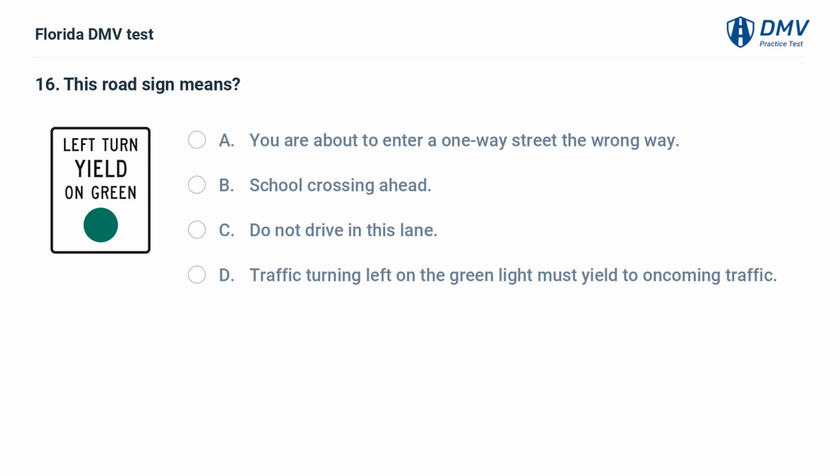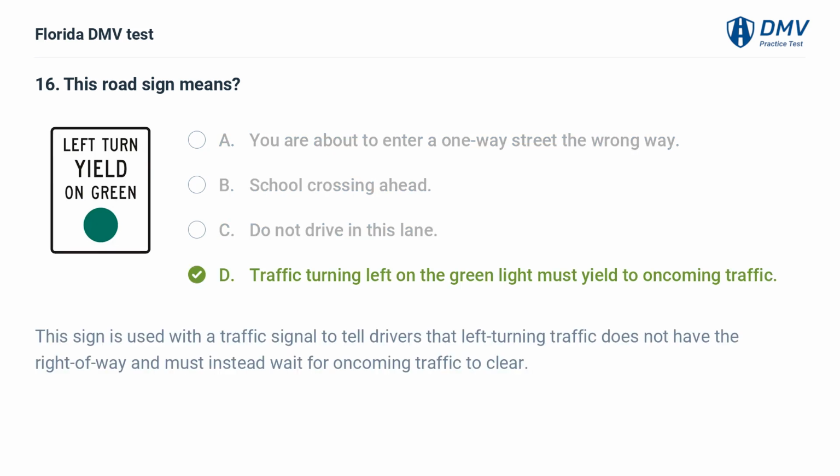This road sign means A. you are about to enter a one-way street the wrong way. B. School crossing ahead. C. Do not drive in this lane. D. Traffic turning left on the green light must yield to oncoming traffic. This sign is used with a traffic signal to tell drivers that left turning traffic does not have the right of way and must instead wait for oncoming traffic to clear.